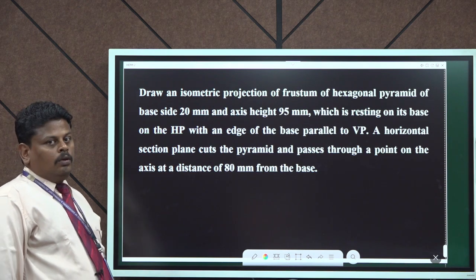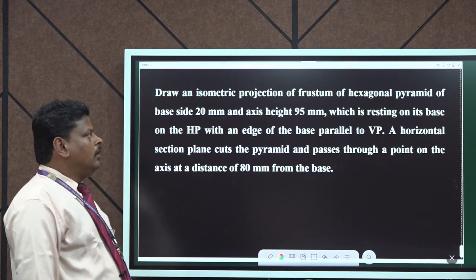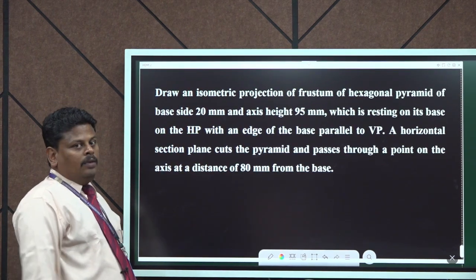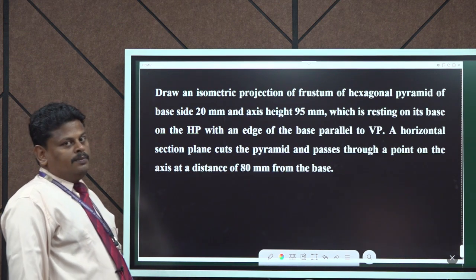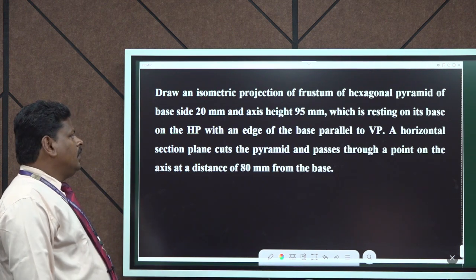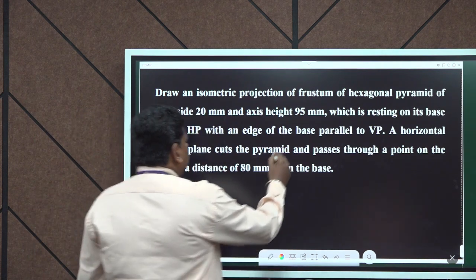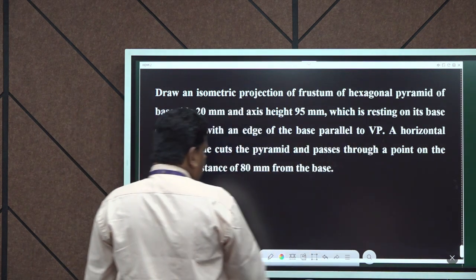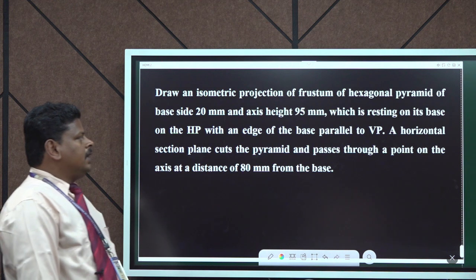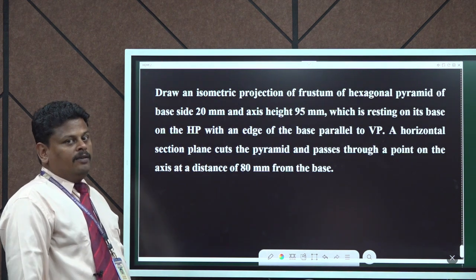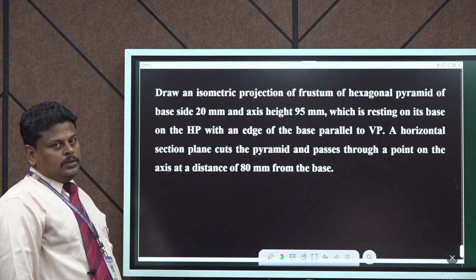We are going to draw an isometric projection of a frustum of a hexagonal pyramid of side 20 mm and axis height 95 mm, resting on its base on HP, and the edge of the base is parallel to VP. So one of the edges of the base is given to be parallel to VP, and the information about the cutting plane is also given in the problem.